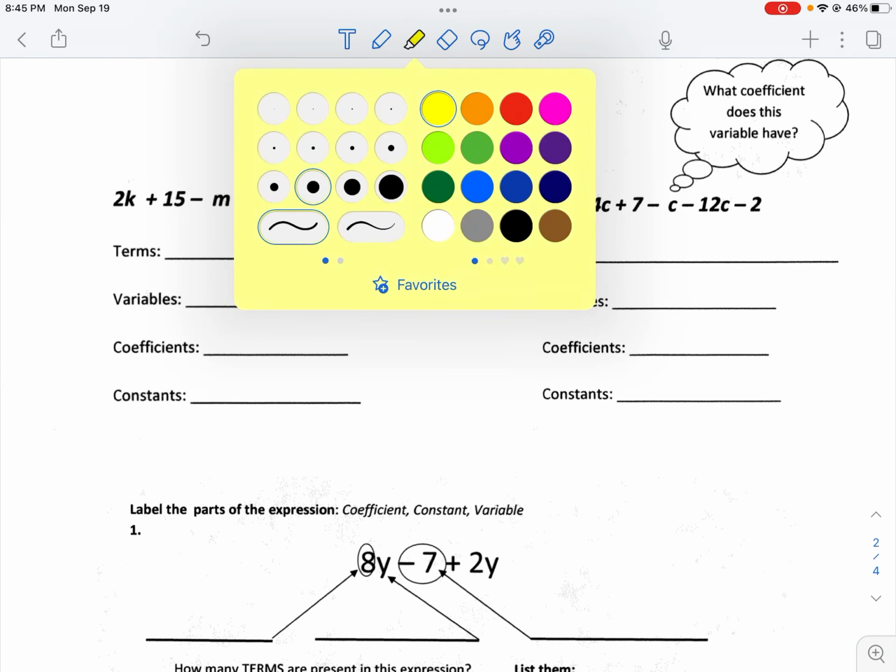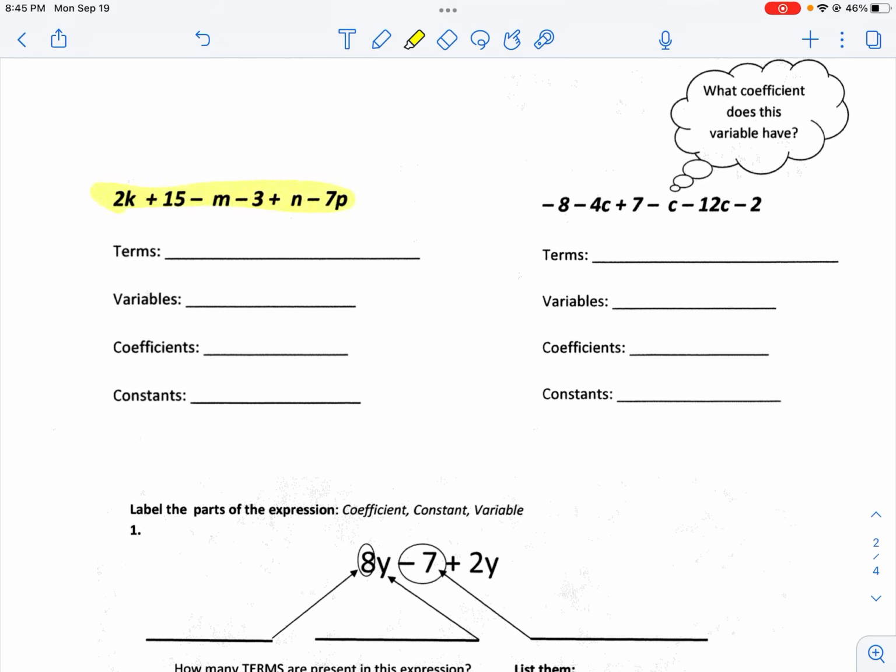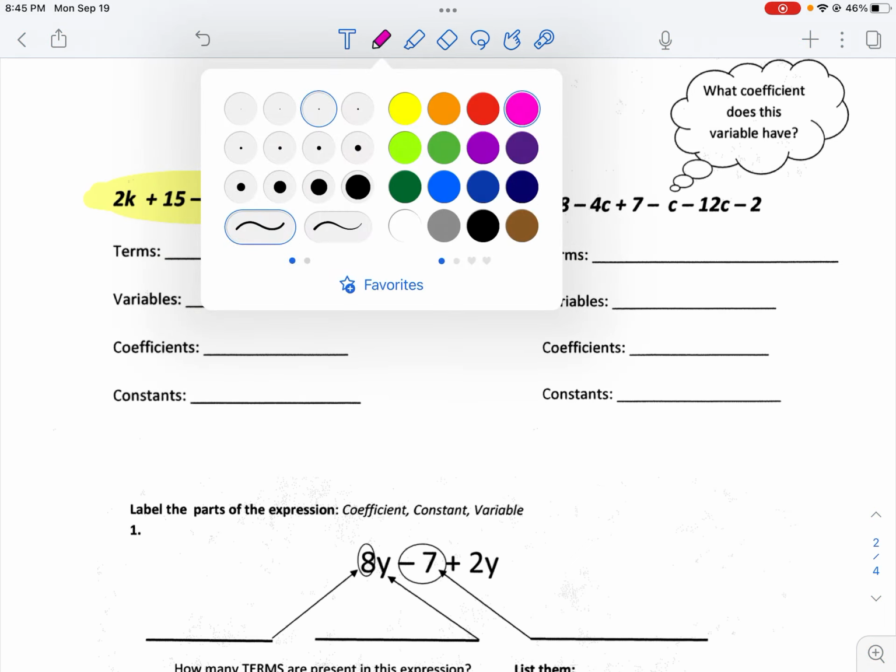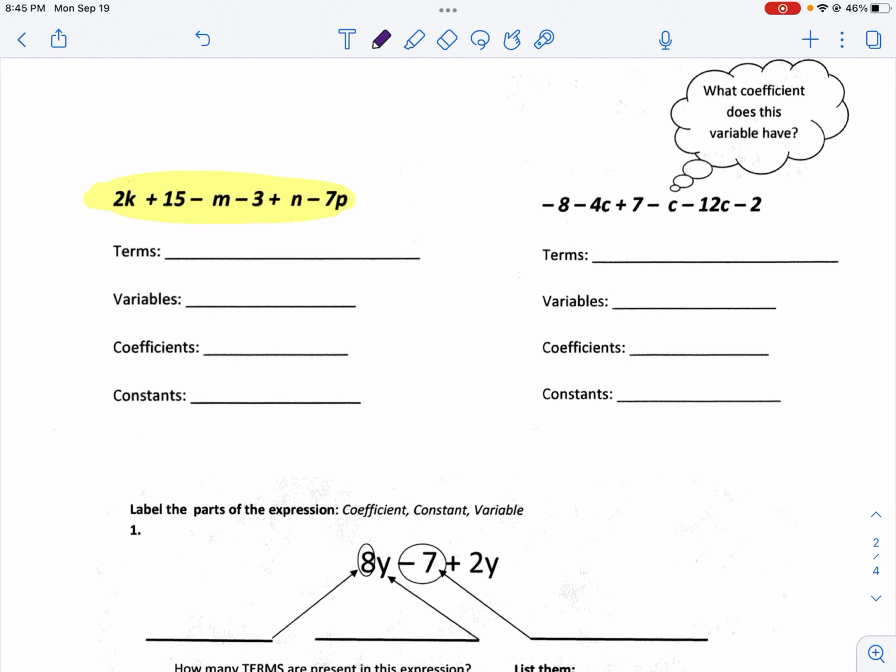This here is an expression. Each of the terms is separated by addition or subtraction. So the terms are 2k, 15, well, we could say negative m, negative 3, positive n, and negative 7p. Anytime you're looking at a term, if you want to know whether it's positive or negative, you look at the sign in front of the term.